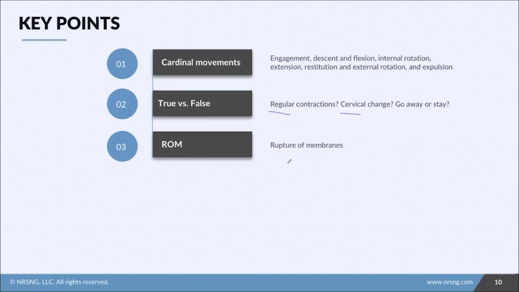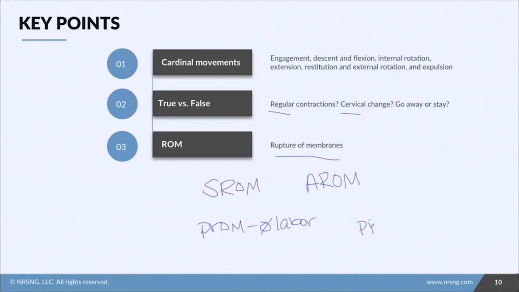And then ROM is our rupture of membranes. SROM means we are at term, and rupture and are in labor. AROM means it's artificial, the physician has done it. PROM just means our premature rupture, and that is going to be the patient that's not in labor but ruptures. And our PPROM is our preterm premature rupture of membranes. And remember, with all of these ruptured membranes, the patient is at risk for infection.